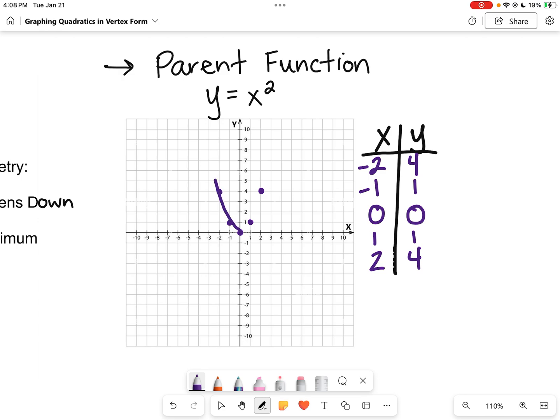I'm going to connect those points. Let's try that again. Here and here. So as you can see, this is kind of where my line of symmetry would be, right? It looks the same on both sides. Okay, so we're going to use this concept to help us develop how we're graphing in vertex form.